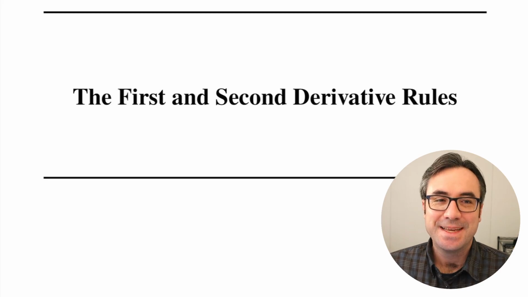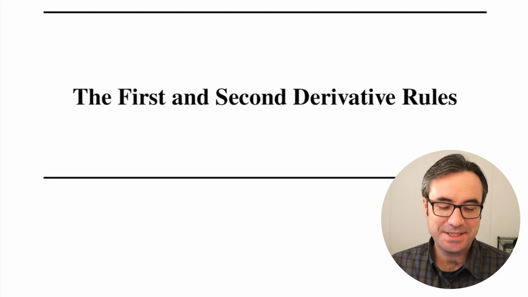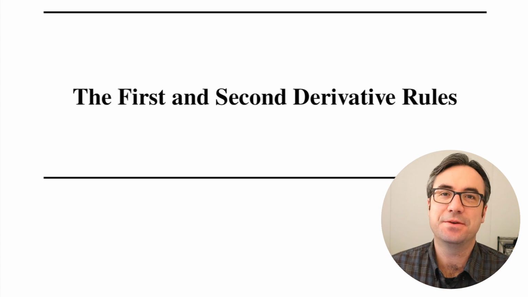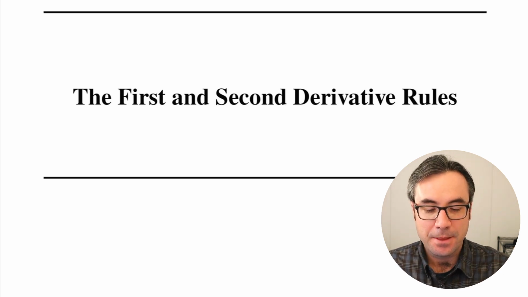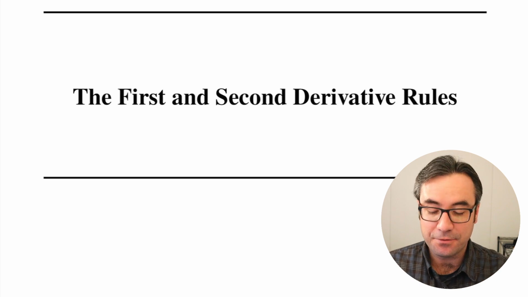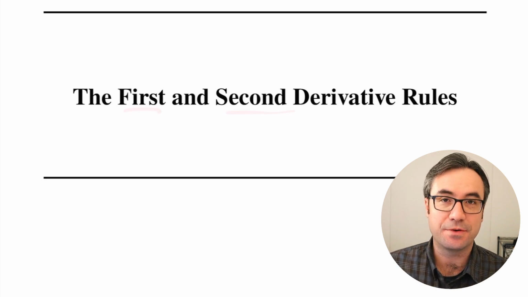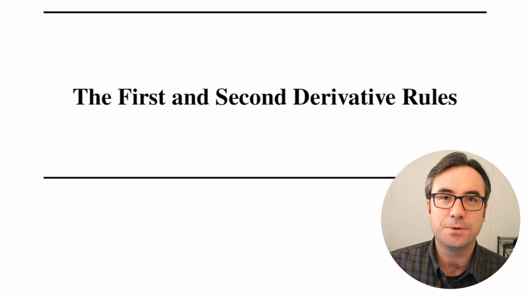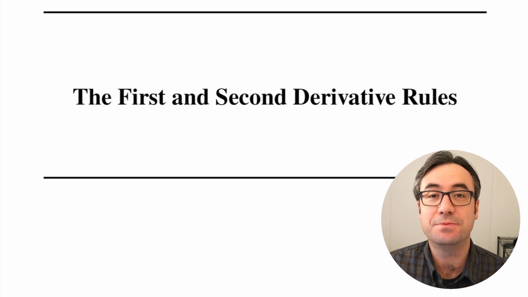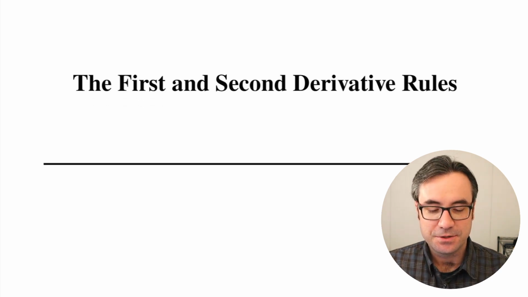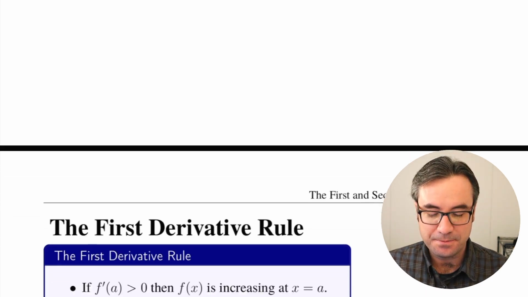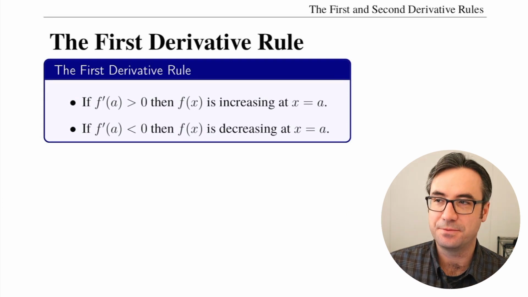Welcome, everyone. In this next lesson, we're going to see how derivatives actually come into these and relate to these characteristics of graphs that we've been looking at. And specifically, we're going to see how the first derivative and the second derivative are related to this idea of our function being increasing, decreasing, and concave up, concave down. So let's start with the first derivative.